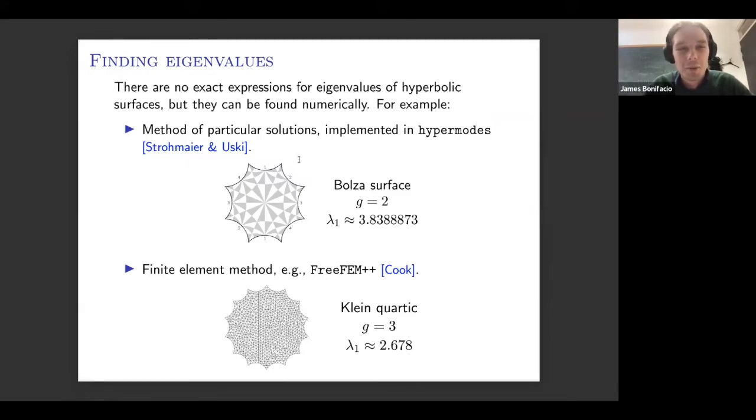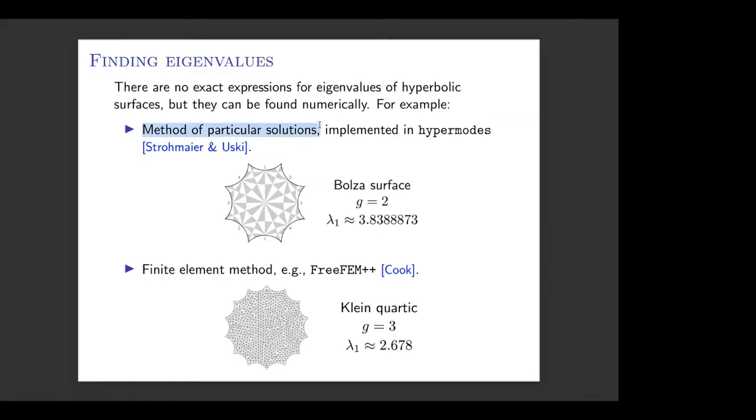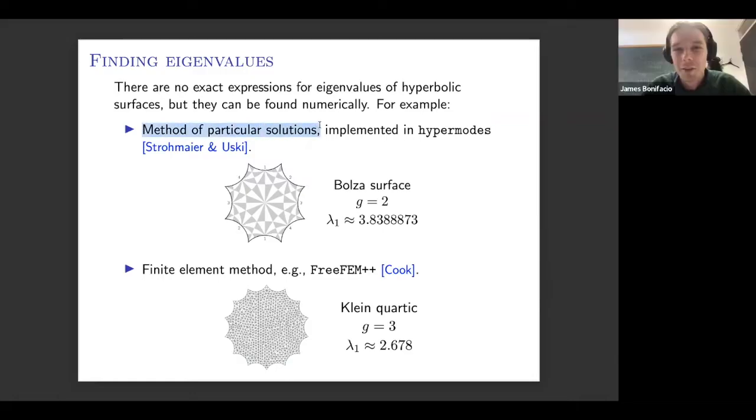So, for example, we can use this so-called method of particular solutions, which is implemented in this Fortran program called HYPERMODES by Alexander Strohmaier and Wielewski. And using this program and some other ones, they, for example, computed to many decimal places the first 1,000 or so eigenvalues of the Bolza surface.